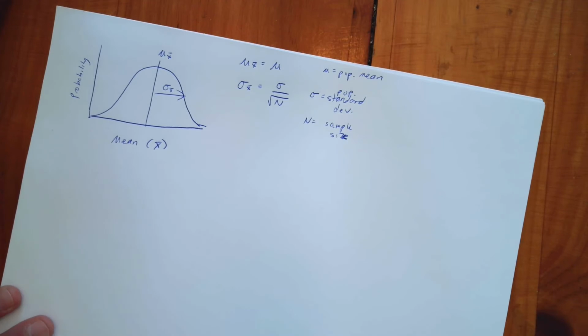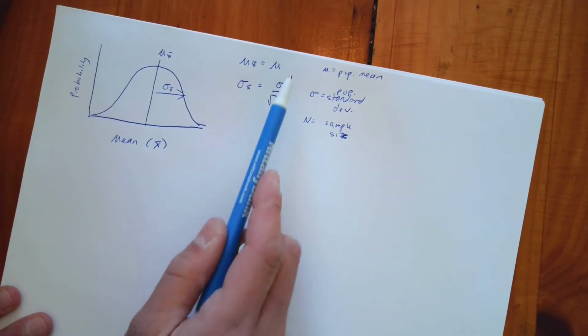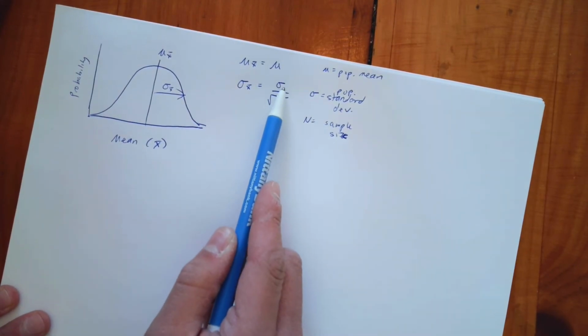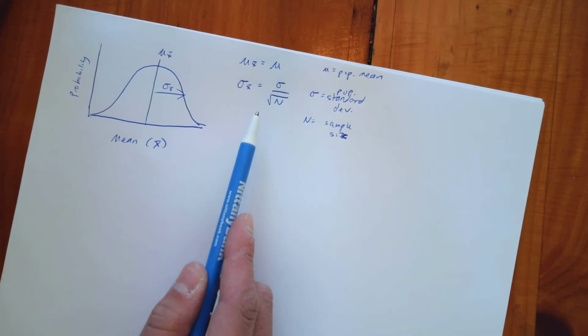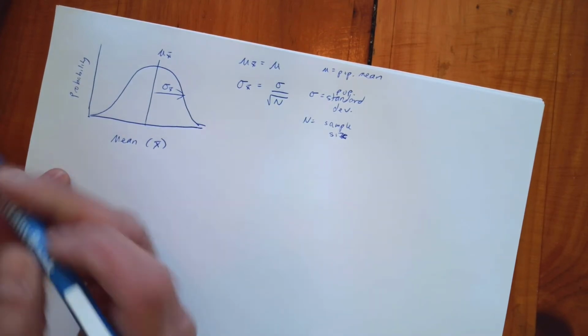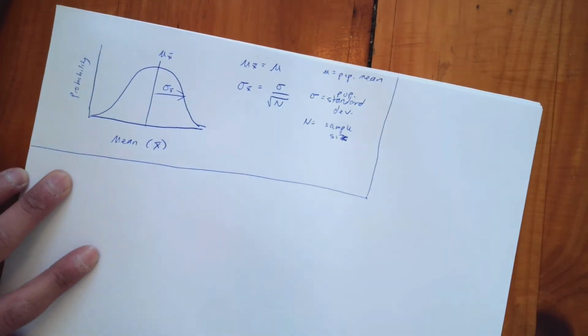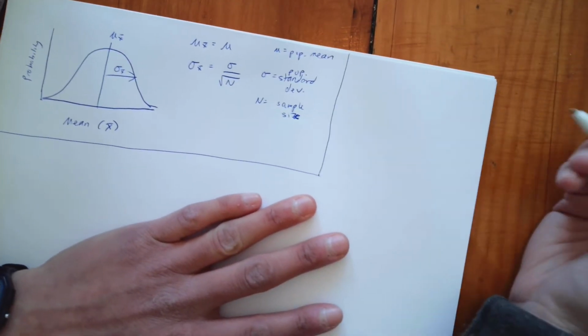And so to find the standard error for our sampling distribution of means, we're just going to divide our population standard deviation by the square root of our sample size. So I'm going to go through an example here using the same normal distribution that we had last week to talk about probabilities.